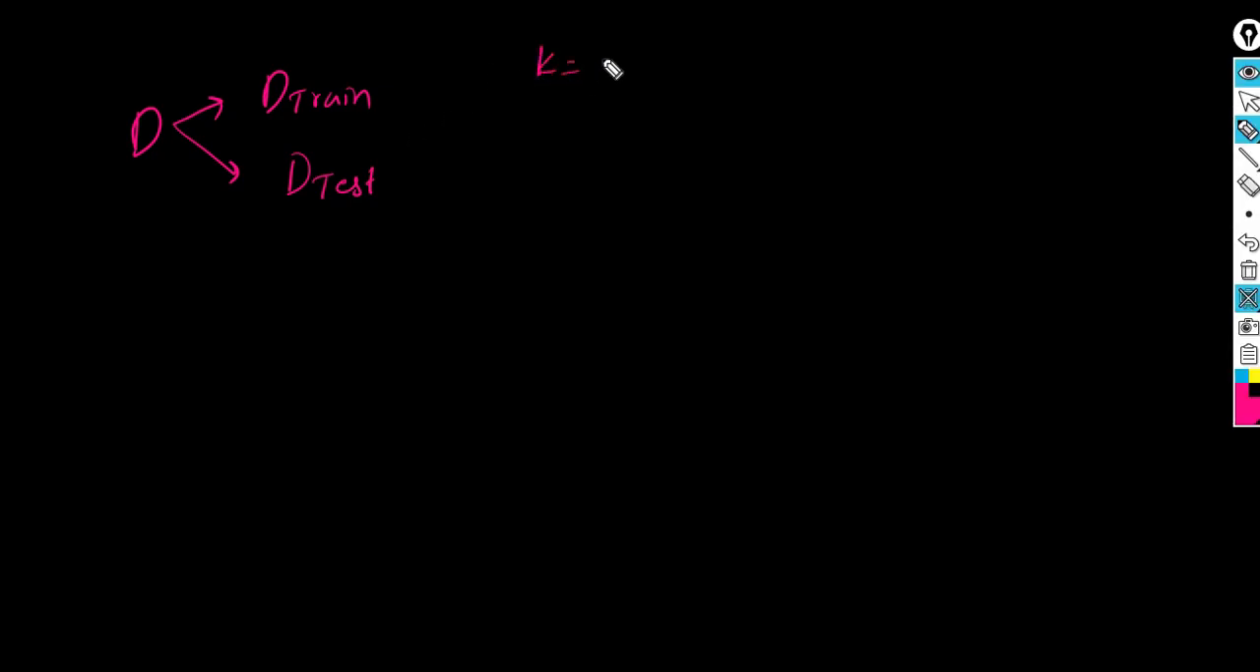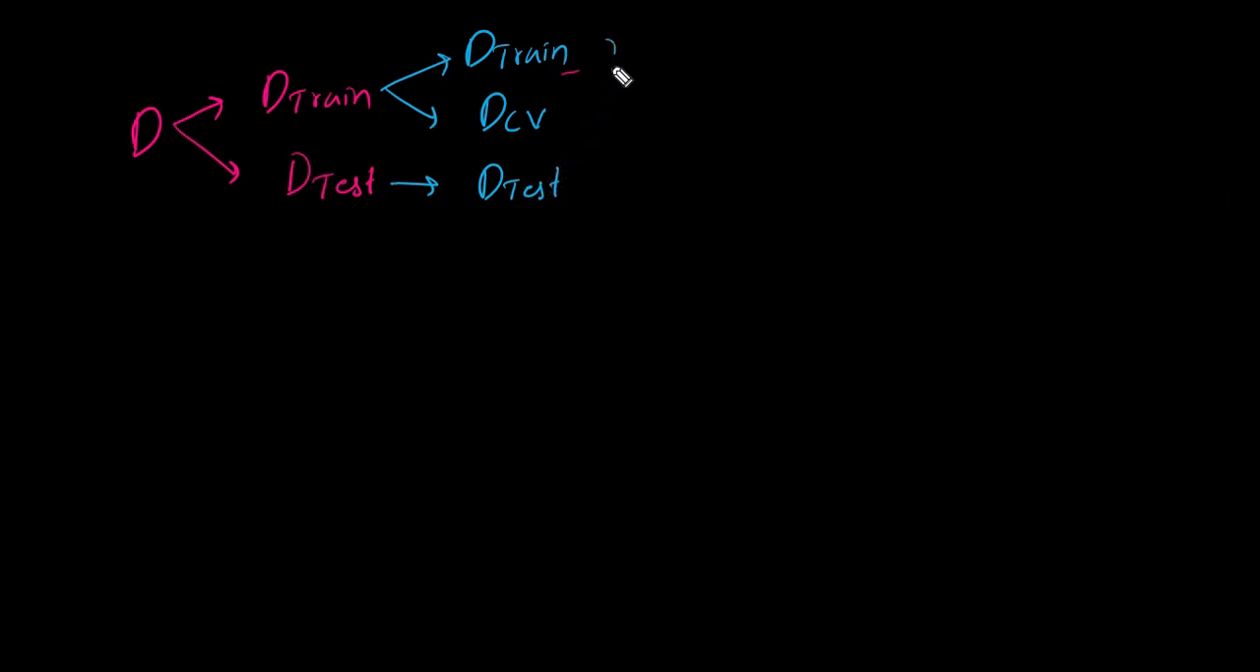But here, to find the k value, it is not good to use the test data directly to find the best k value. Instead of that, we will split the train data into two parts. We will split the data into D train and D cross validation, and as normal we will use the test data for testing the model. For finding the best k value, we are going to split the train data into train and cross validation.